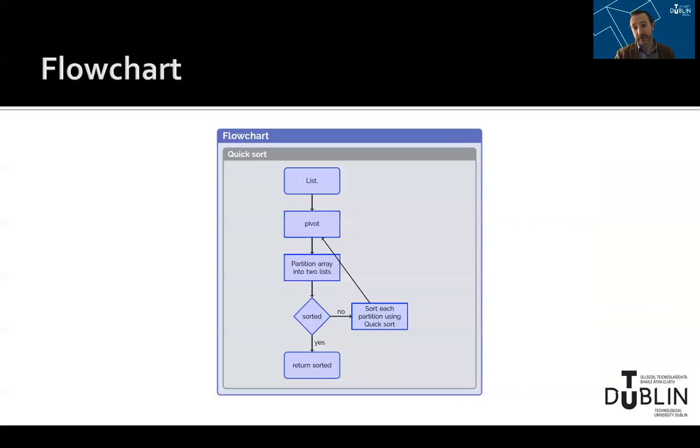The flowchart could be very complicated, but I decided just to go with the simple version of it. You have your list, you choose your pivot, you partition your arrays into 2 lists. If it's sorted, you move on. If not, you split those 2 lists into lists, find your pivots, and go round and round and round again. So that's the quicksort algorithm. I'll be doing a longer example in class to get you more used to it.